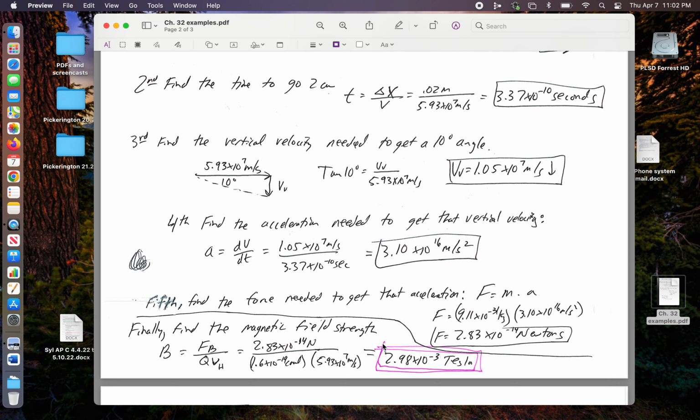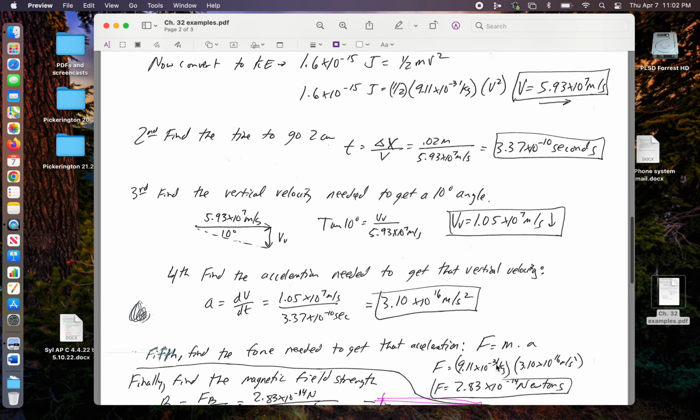I just figured that out. I know the charge on the electron. I know the speed that it's ending up moving. So I get around 3 times 10 to the negative 3 Tesla. I think that's it. So that's a 6-step problem.